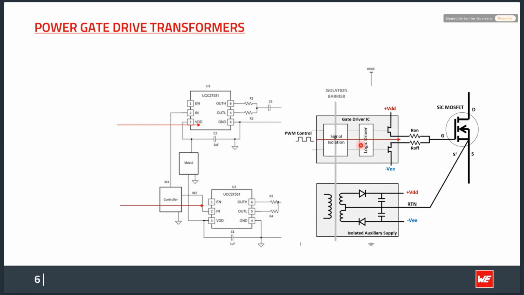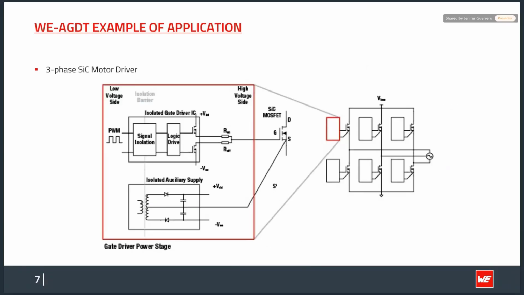And as you see here, this transformer is no longer transferring the signal, but is now responsible for delivering the isolated power supply to support the gate drive circuitry. So in essence, we have shifted the transformer's job from signal transmission to power delivery. That is how we are evolving into the gate drive transformer, especially in high performance silicon carbide systems.